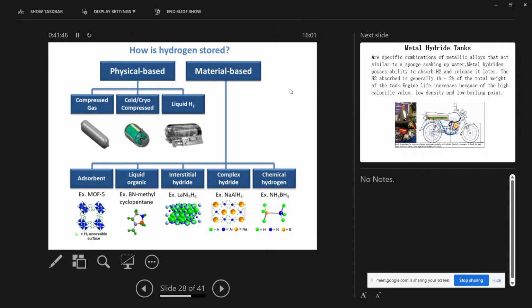After all this synthesis process, the interesting part is, even when the hydrogen is evolved, how is it going to be stored? We can easily divide this into two parts: the physical base and the metal base. The first is the physical base, which includes compressed gas, cold, and liquid; we'll talk about this in the next lecture. And the third part is the material base. Adsorbents, liquid organic carriers, industrial hydrides or complex hydrides, and chemical hydrothermal materials are the different materials used for storage of hydrogen.